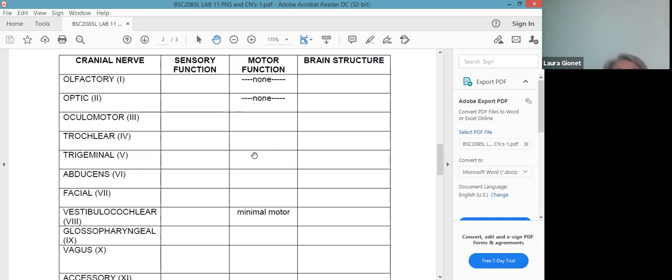Now, the trigeminal nerve, cranial nerve 5, is the first real dual function nerve, with significant sensory and motor functions associated with it. The sensory component of the trigeminal nerve is facial sensation. So it conveys touch, sharp and dull, on the surface of the face. Its motor function is to the muscles of mastication. Maybe next to this, in that brain structure column, you can write masseter and temporalis, because those are the 2 muscles associated with chewing.